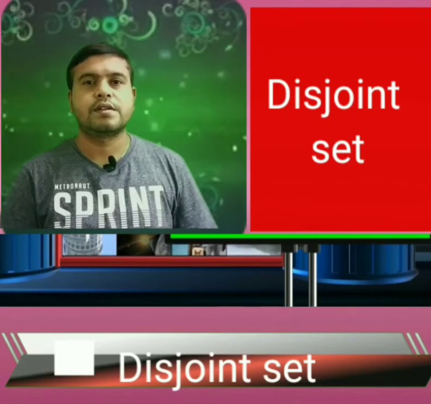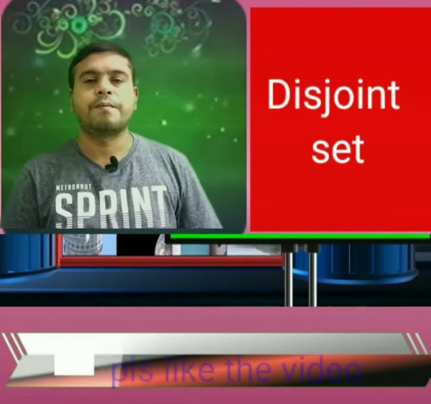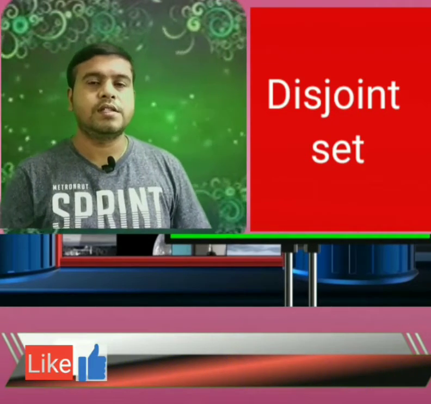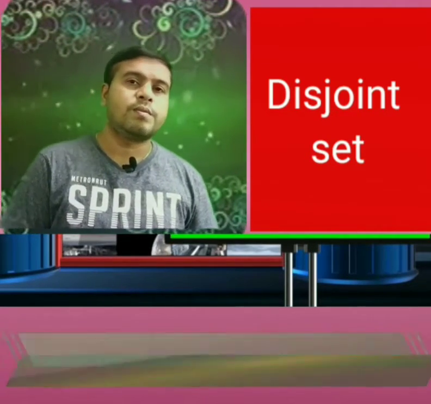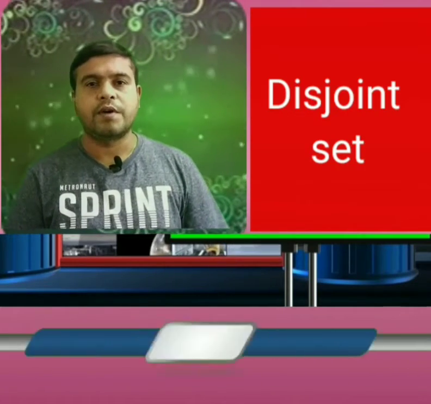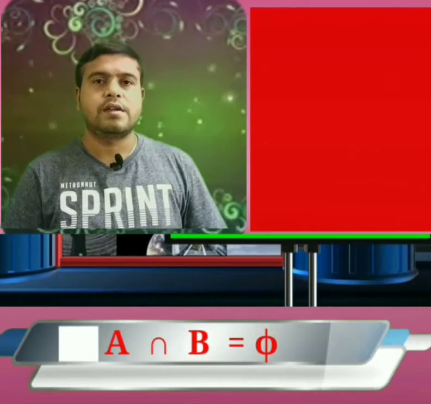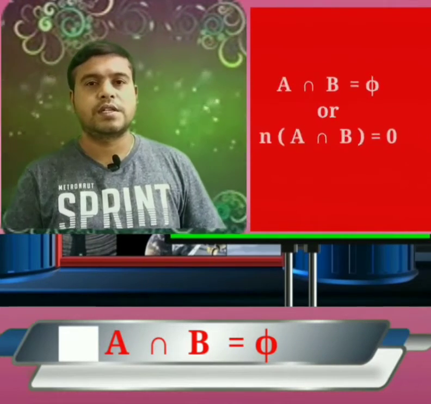Disjoint sets. Two sets having no common element are called disjoint sets. Means there should not be any common elements in both sets. That means the intersection of the two sets is an empty set.